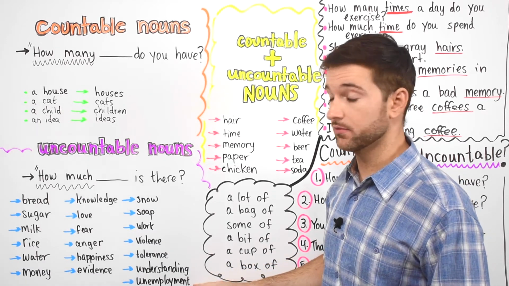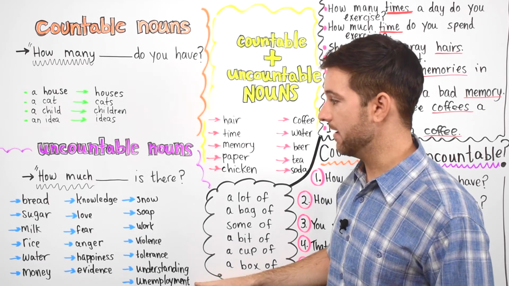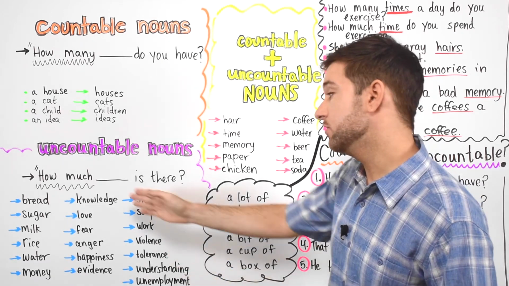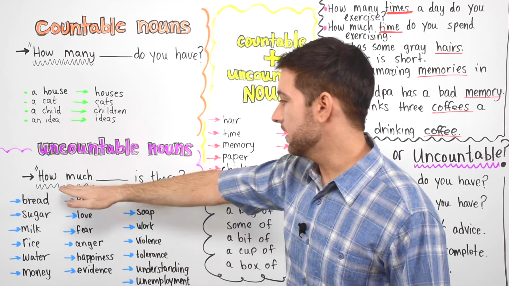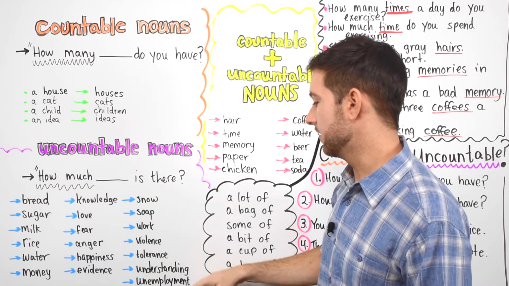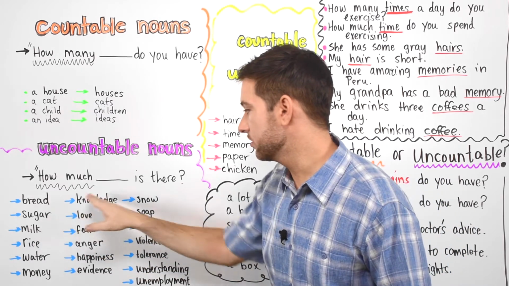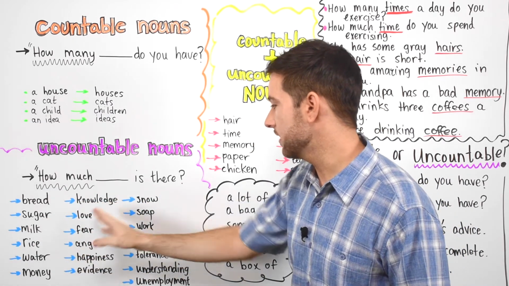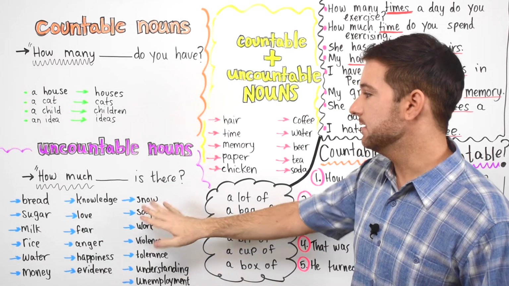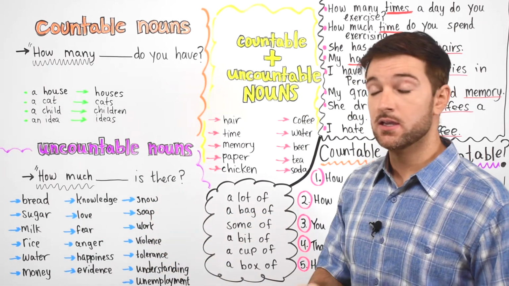Unemployment is not good for a country. When people don't have work, they can't make money. You can say different words in here, right? How much unemployment is there? How much tolerance is there? How much love is there? How much sugar is there? How much bread or milk or rice is there? Okay? These ones are uncountable nouns.